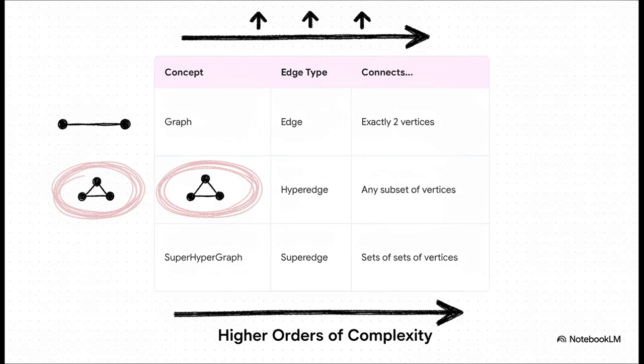So let's just quickly summarize our journey here. Graphs use edges to connect pairs of points. Easy enough. Hypergraphs use hyperedges to connect groups of points. And superhypergraphs, they use what we call superedges to connect groups of groups of points. It's just this really logical, beautiful progression into higher and higher orders of complexity.